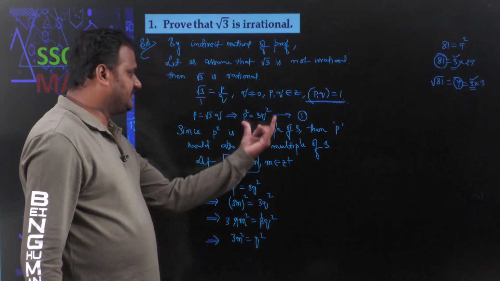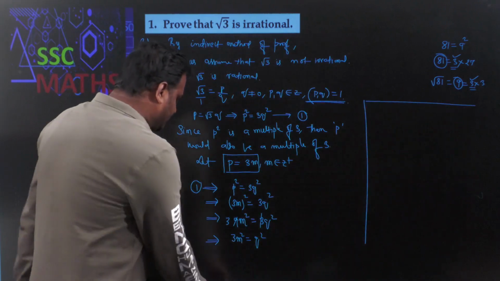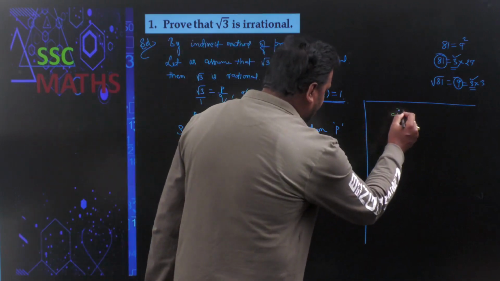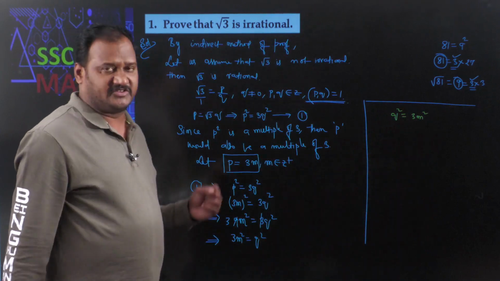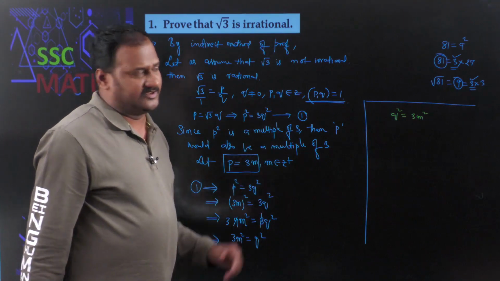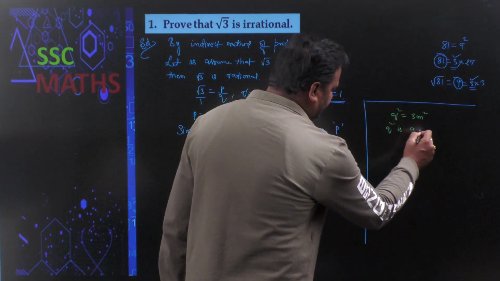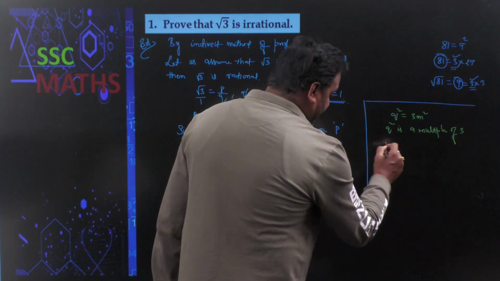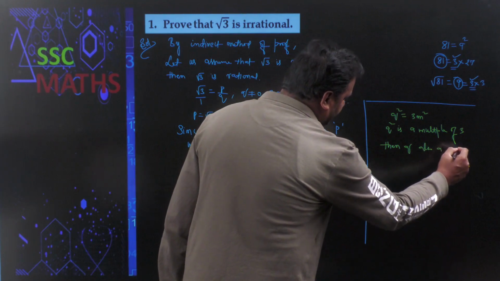See, this one is also similar to the first equation, right? So then here q square is equal to 3m square. Correct? What is meant by q square equal to 3m square? Similar to p square equal to 3q square, which means p square is a multiple of 3, here q square is equal to 3m square means q square is a multiple of 3. Then q would also be a multiple of 3, right? q is also a multiple of 3.